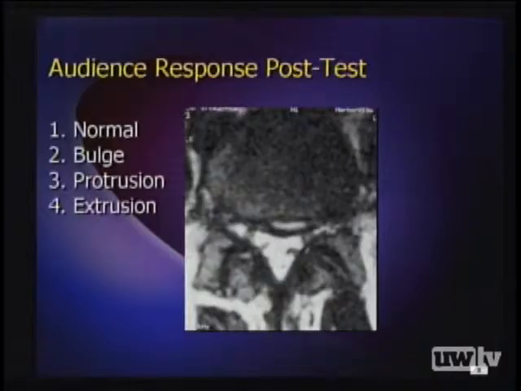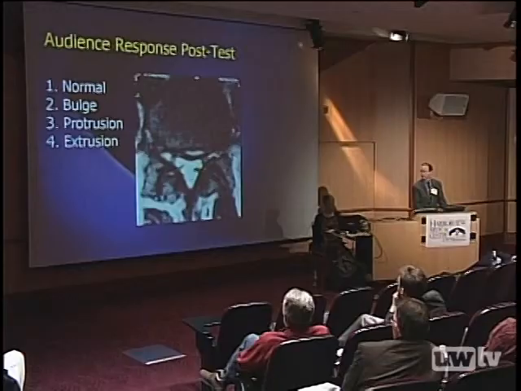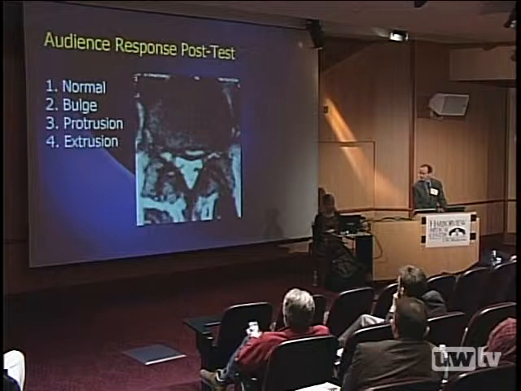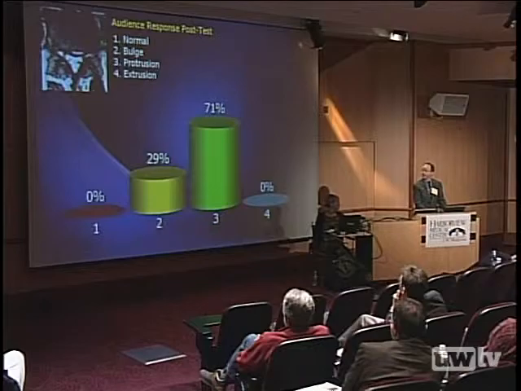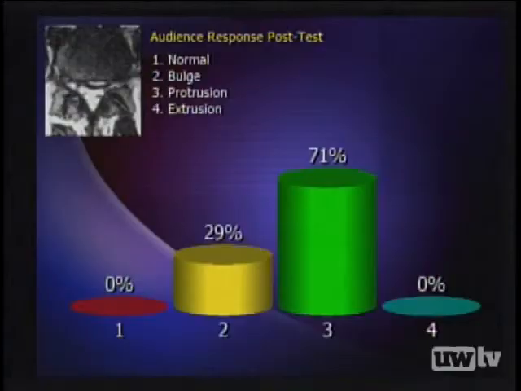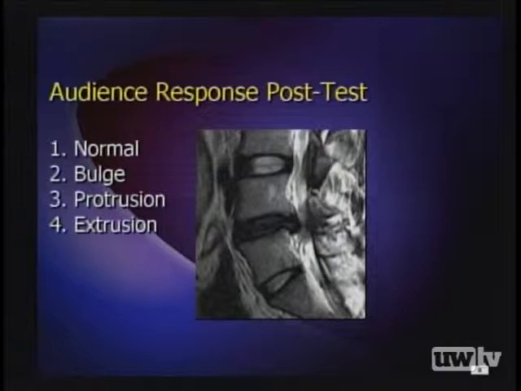And just as a way of a post-test, since we've gone through this, would you classify this as a normal bulge, protrusion, or extrusion? And notice I did not give you the choice of an annular fissure, because you can see that obviously here. And a protrusion, excellent. And then the last question is, how would you classify this? Normal bulge, protrusion, or extrusion? Just to see if people were paying attention.